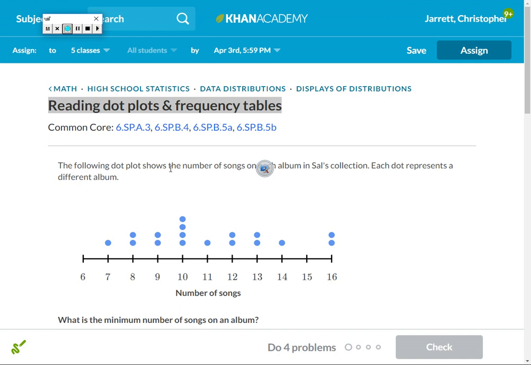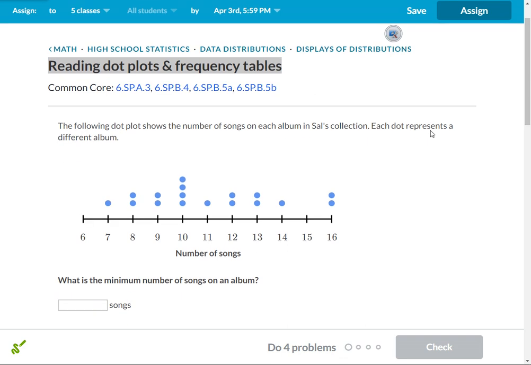So how do you read dot plots and frequency tables? Well, essentially what you're going to do is just take the information provided and look at the question that's asked and see what makes the most sense based on what you've been given.